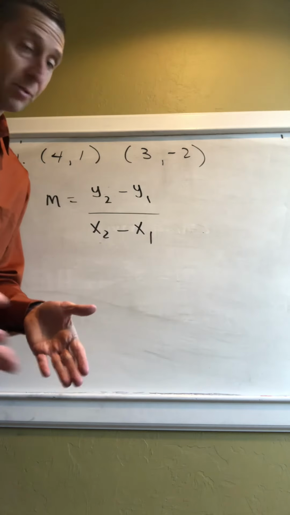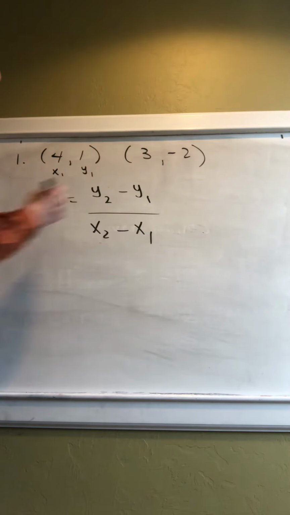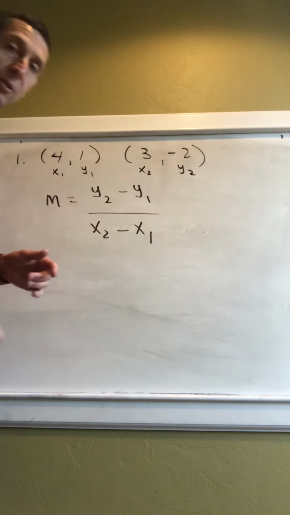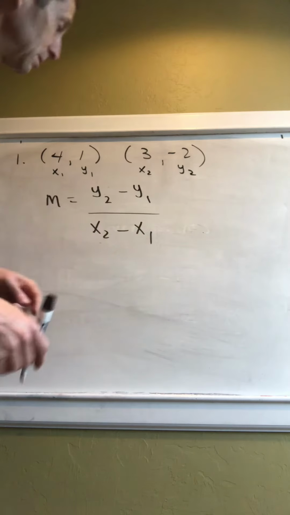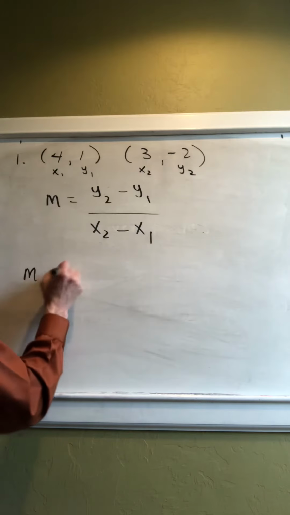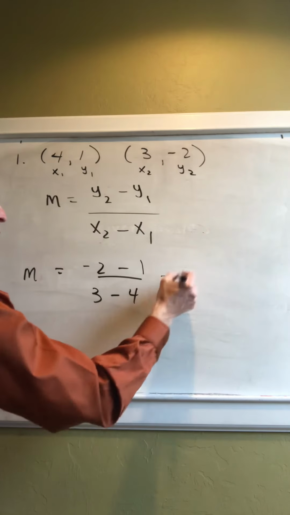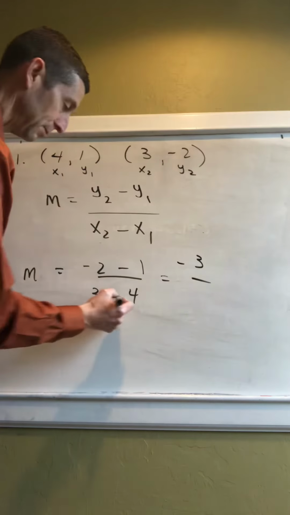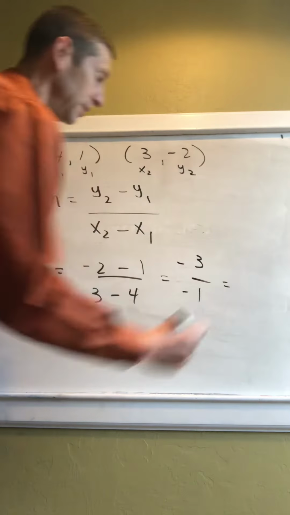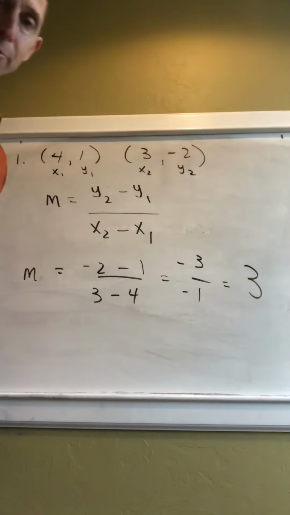So to find slope, here you go. Our ordered pairs: here's your x1, here's your y1, here's your x2, here's your y2. We're going to grab these numbers, plug them in for the x1s and the y1s, and find us some slope. So slope's going to be my y's, which is -2 minus 1, over 3 minus 4. Here we go, -2 minus 1, that's -3. 3 minus 4, that's -1. And whenever you have a negative divided by a negative, that's equal to a positive.